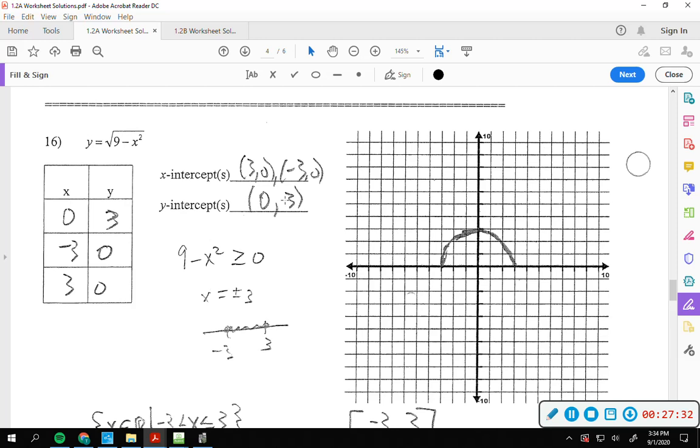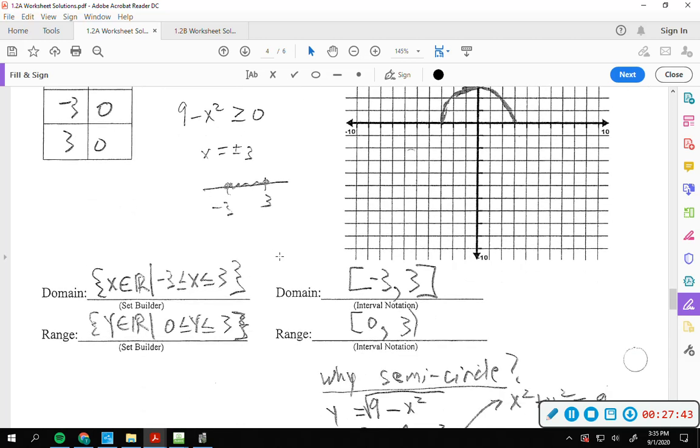X-intercepts and y-intercepts, they're all listed right here. But again, any x-intercept, plug 0 in for y and solve. Any y-intercept, plug 0 in for x, solve for y. 18.